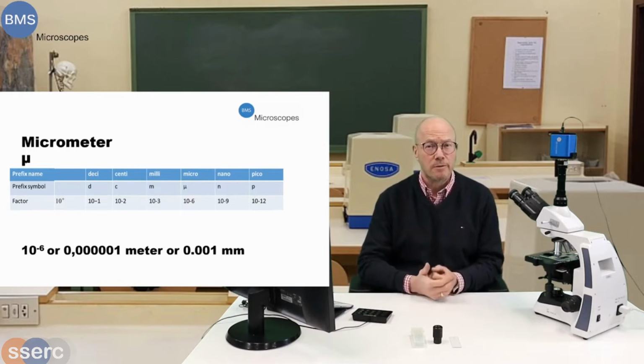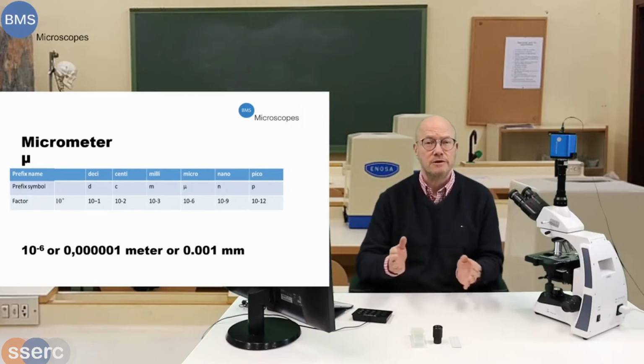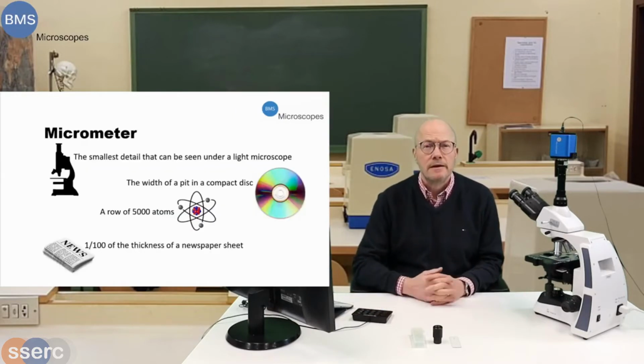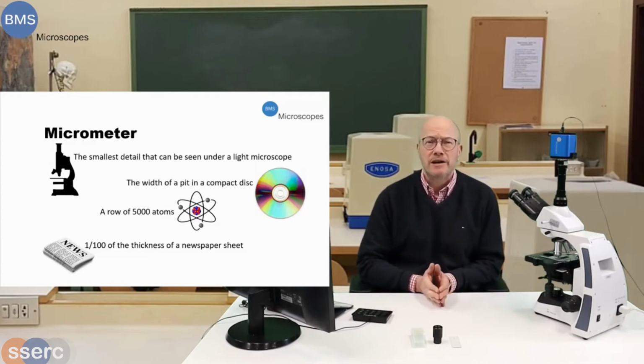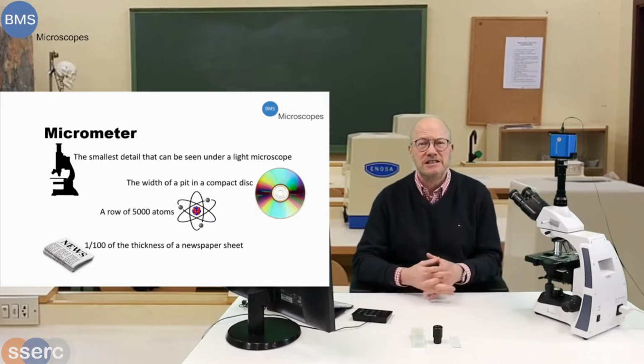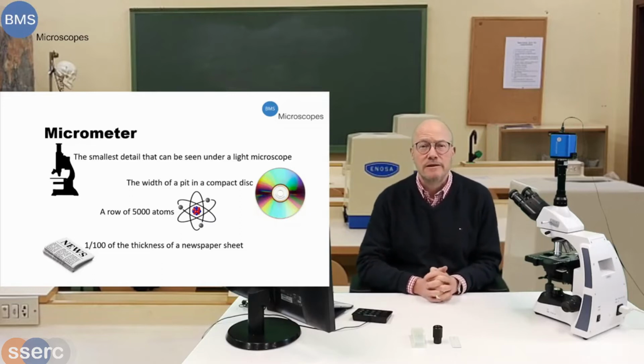Shortly, it's micrometer. It's the Greek letter mu that is referring to this distance. What is it in general? What do we have to think about a micrometer? How big is that? What kind of dimension do I have to think of?